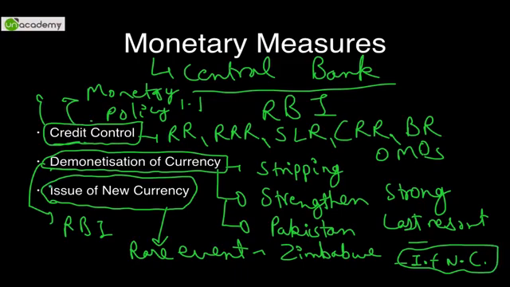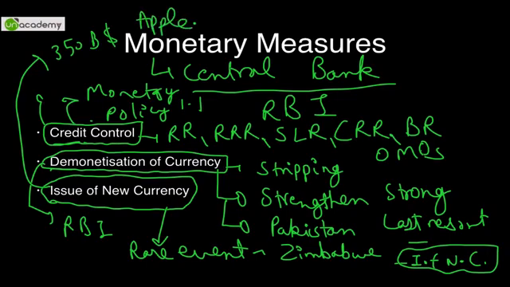For example, the Greece crisis is going on. People say that they have a $350 billion deficit. Apple can buy them, or India has forex reserves like that. India should buy Greece. Even then, Greece has not printed any currency till date. So the issue of new currency is considered an economic sin, which is usually not resorted to.